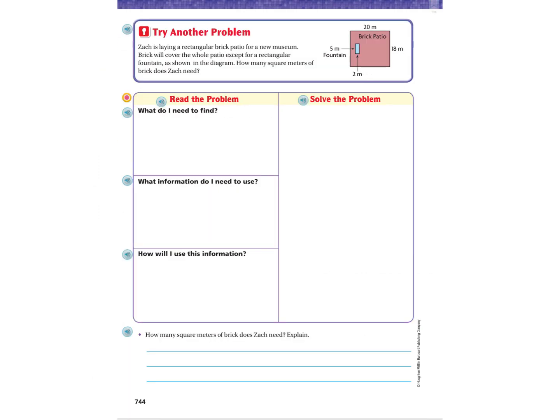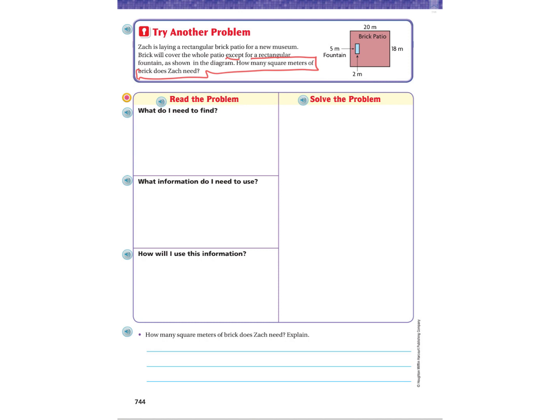Go ahead and turn that around. So this is try another problem. All right, let's read it together and circle our clues. Ready? Go. Zach is laying a rectangular brick patio for a new museum. Brick will cover the whole patio except for a rectangular fountain. As shown in the diagram, how many square meters of brick does Zach need?